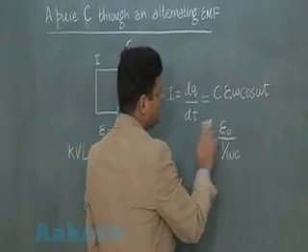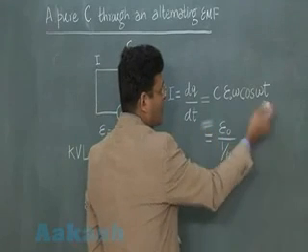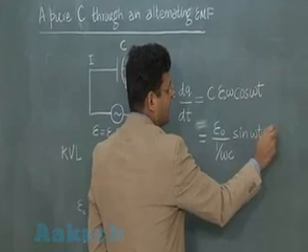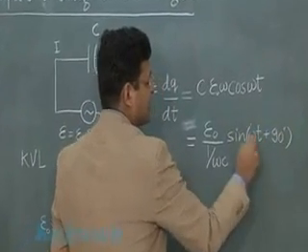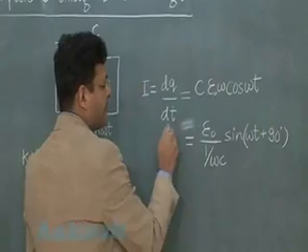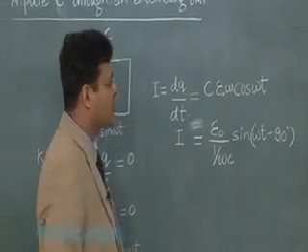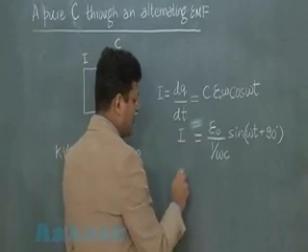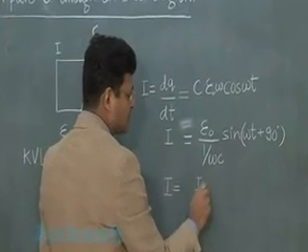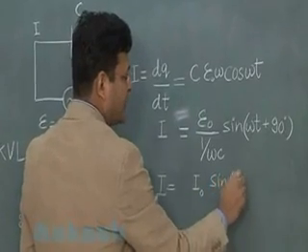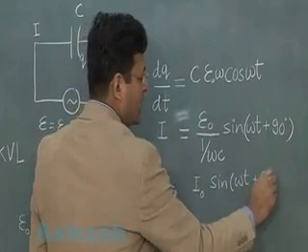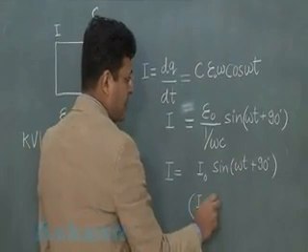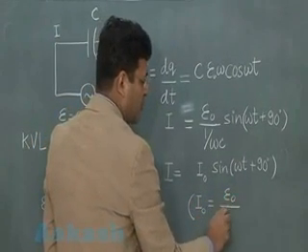And cos omega t is being written as sine omega t plus 90 degrees, because you know that sine of 90 plus theta is cos theta. So sine omega t plus 90 is written as cos omega t. This is the expression of I. You can compare it with I equal to I naught sine omega t plus 90, where you can say that this I naught is essentially E naught upon 1 by omega C.